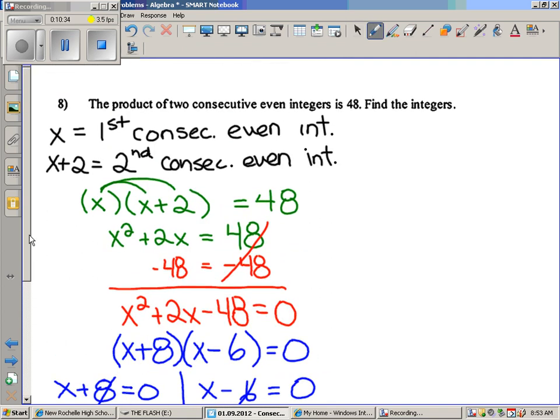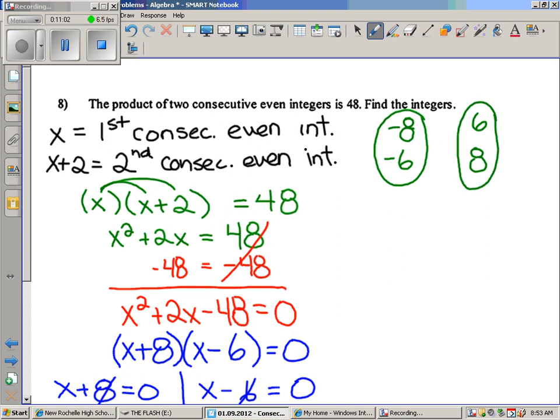Let's plug them back in. Let's plug the -8 in here. What's -8 plus 2? -6. That's one possible answer. And that makes sense because -8 times -6 is 48. And the other answer is just going to be 6, and 6 plus 2 is 8. And that's how we do it. That's how we roll.